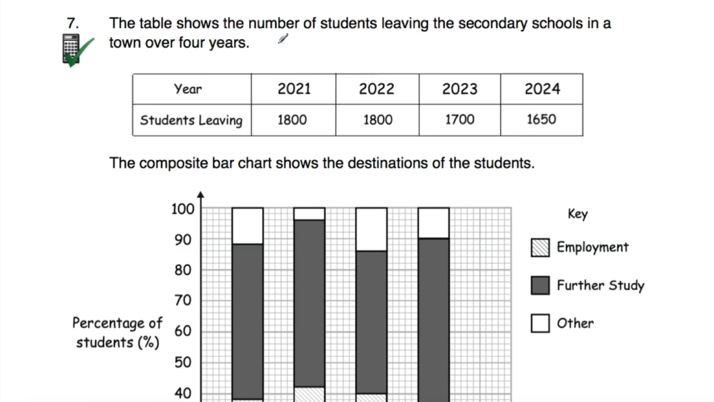So question number 7 says the table shows the number of students leaving the secondary schools in a town over 4 years. So there must be a number of secondary schools in a town, and this table shows the number of students that finish that secondary school. So they're the leavers at the end of year, perhaps year 11 or year 13 or something like that. So in 2021, 1,800 students left schools in that town in that year. In 2022, 1,800 students again left or finished the schools in that town. In 2023, there was 1,700 students leaving the schools, and in 2024, there was 1,650 students leaving in that year.